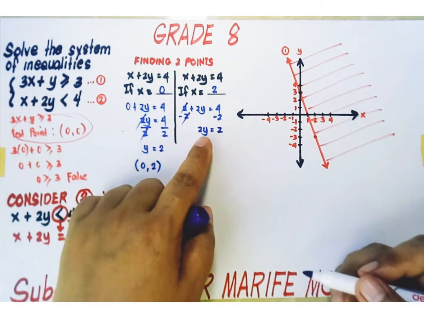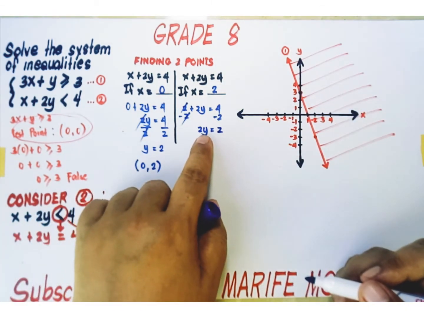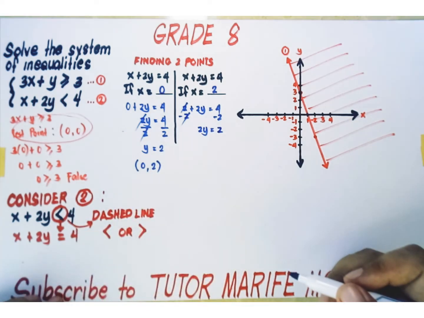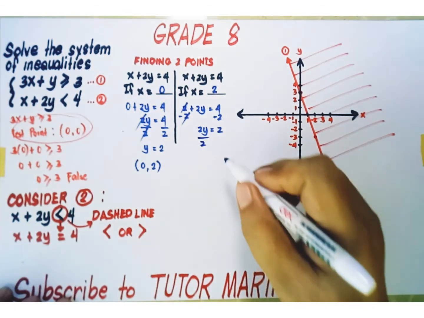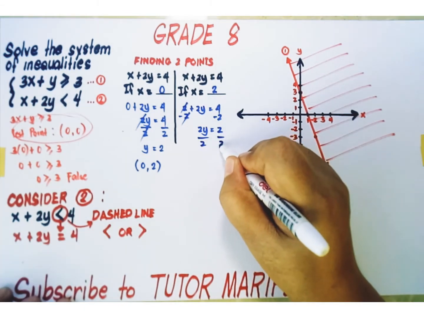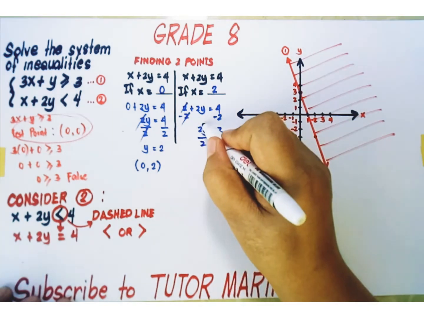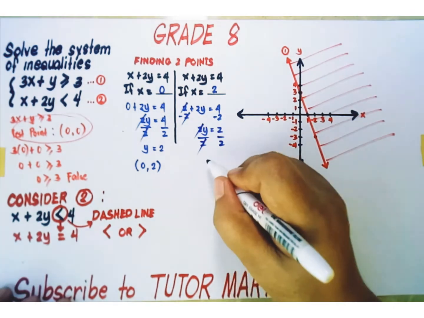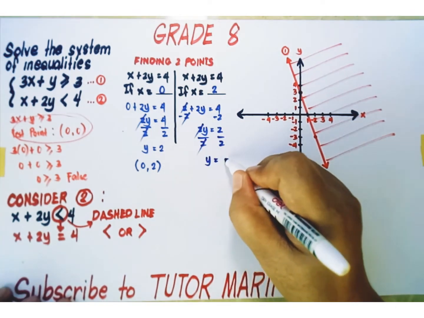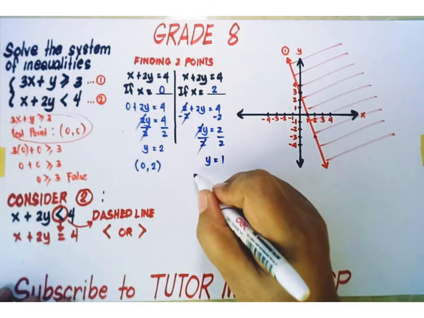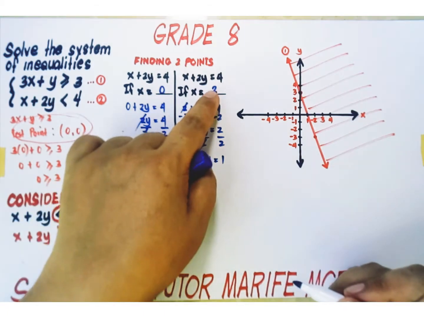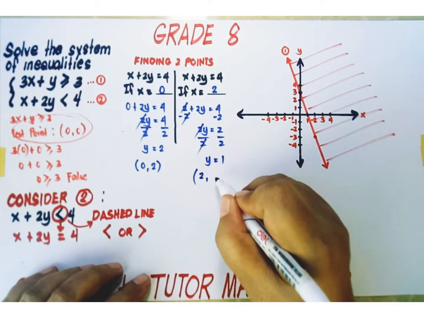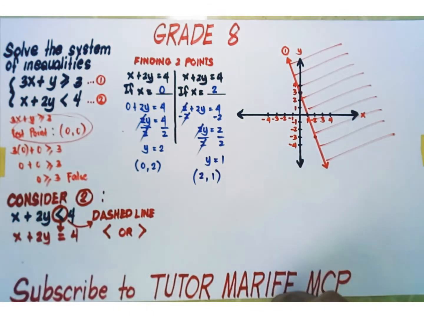Use division property of equality to isolate y on the left side of the equation. Divide both sides by 2. 2y divided by 2 equals 2 divided by 2. Cancel out 2. Therefore, y is equal to 1. We now have our second point. If x is equal to 2, y is equal to 1.